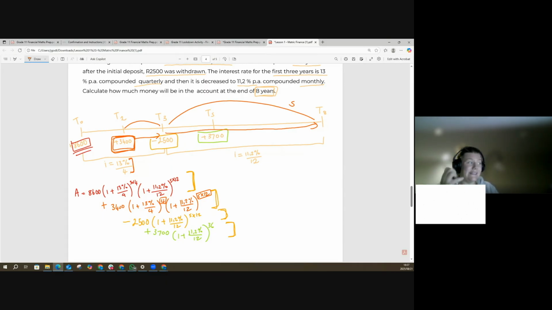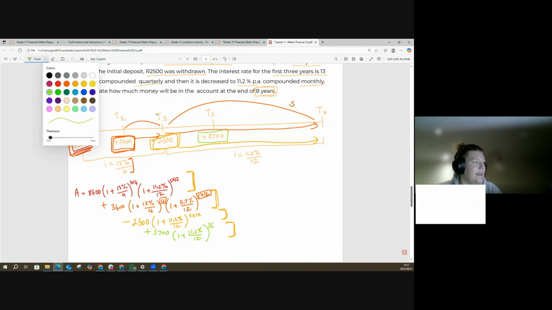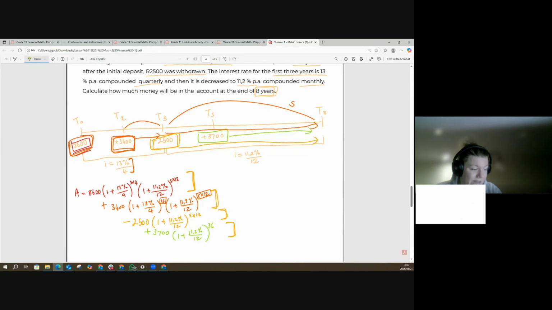So basically, we're tracking the lifespan of each thing as it happens. So we're tracking the lifespan of our 8,600 for the whole journey. Then we're tracking the lifespan of the 3,400. The lifespan of the 2,500 is just this. And then the lifespan of 3,700 is just that. I know, our time is disappearing. Okay, let me carry on popping this in quickly and see what we get.